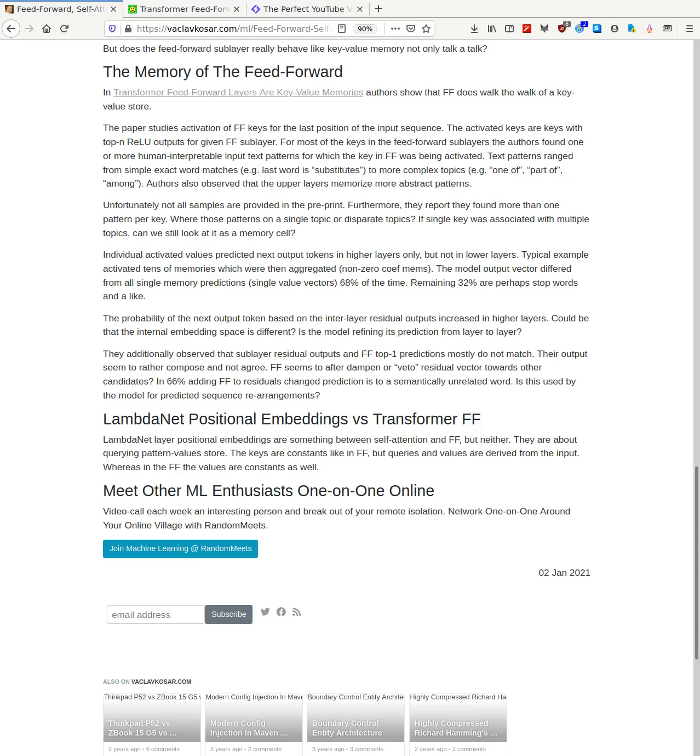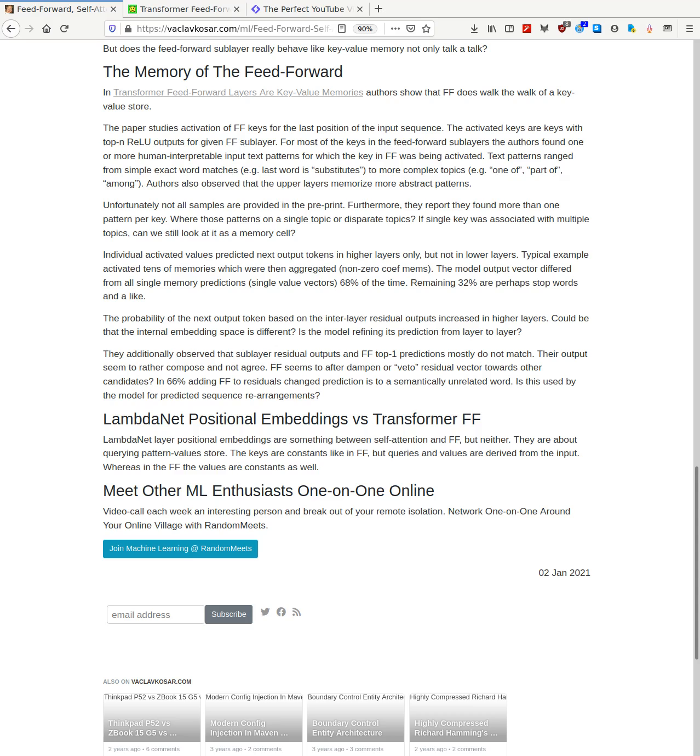Unfortunately, not all samples were provided in the preprint, so I was not able to fully validate the claims. And what's a little bit strange here is that they describe that they have multiple patterns per key. So, do those patterns actually involve a single topic or disparate topics? If they involve disparate topics, is it okay to still speak about a memory cell, right?